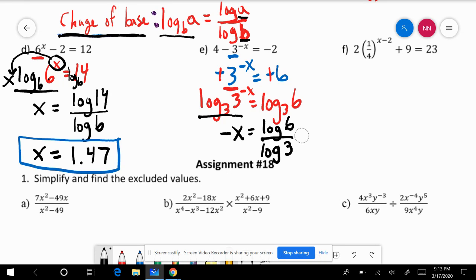When we plug it into our calculator, what we end up with is 1.63. But that is not our answer, because if you're looking, that is what negative x equals. So if negative x equals 1.63, then that means positive x would have to equal negative 1.63.